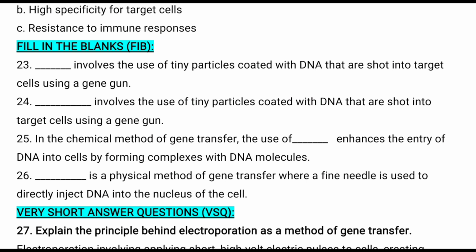Dash involves the use of tiny particles coated with DNA that are shot into target cells using a gene gun. So in this method, we use tiny particles coated with DNA, and they are shot into the target cells using a gene gun. That is nothing but the biolistic method. It is also called particle bombardment. That is the correct answer. Let's see the next question.